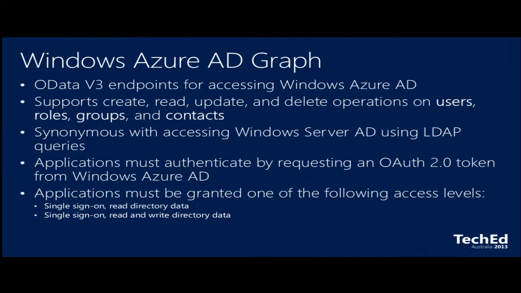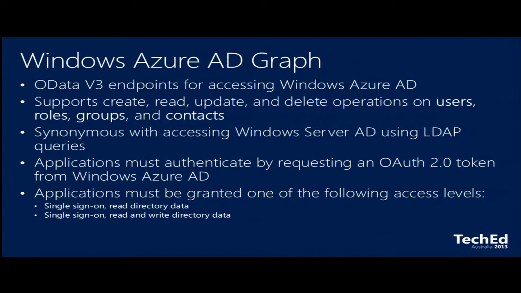The Graph API supports a range of CRUD operations on some key entities: users, roles, groups, and contacts. As I explained a little earlier in the side-by-side slide that had the cloud topology and the on-premises one, this is synonymous with you accessing your own on-premises directory using LDAP. Okay? The concept is the same, the protocols and the technology are different, but it's not a large leap.